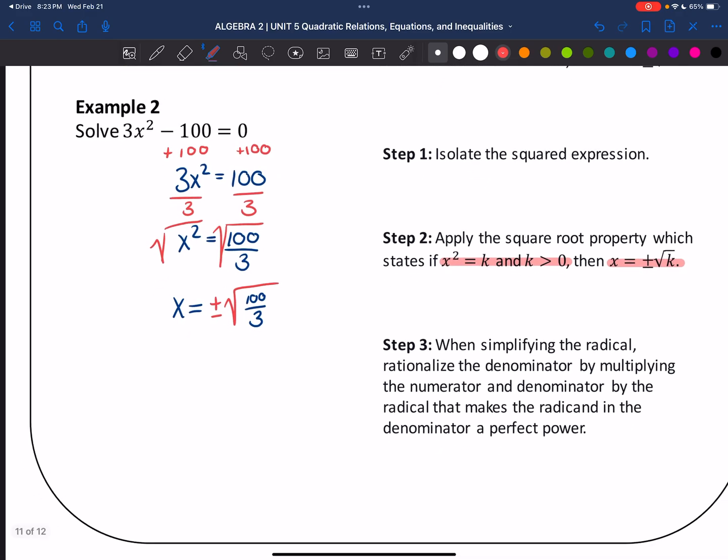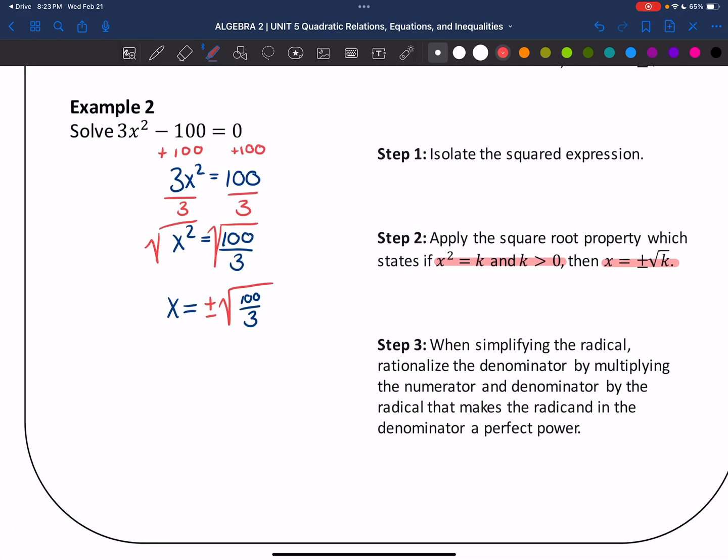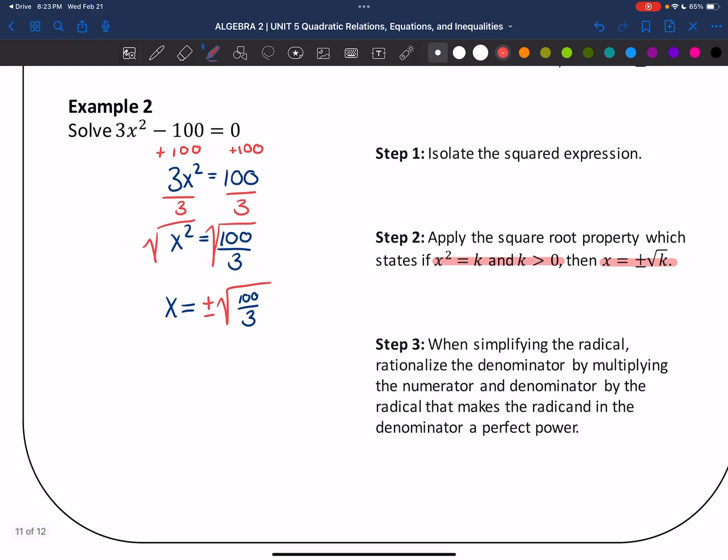Now, we need to finish by simplifying our radical. This is not a perfect square, so we need to go ahead and simplify it. Because I have a numerator and denominator here, what this really means is that I'm taking the square root of 100 and I'm taking the square root of 3. I'm taking the square root of the numerator and the denominator. However, we cannot have a square root in our denominator, and therefore we need to rationalize our denominator.